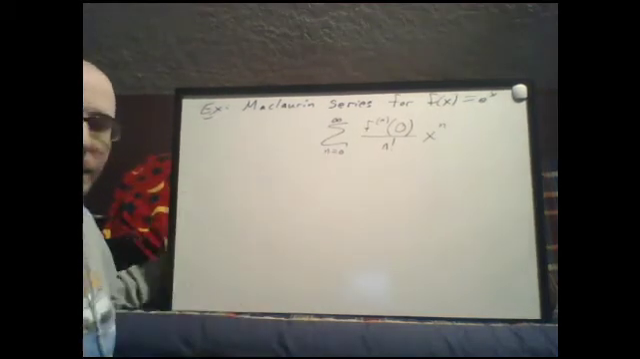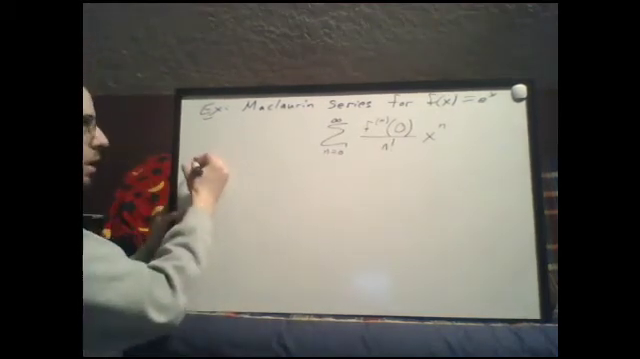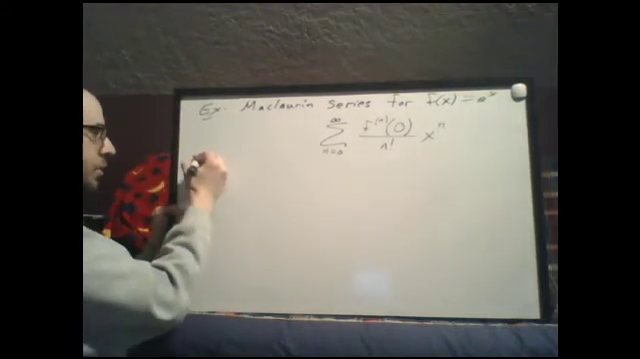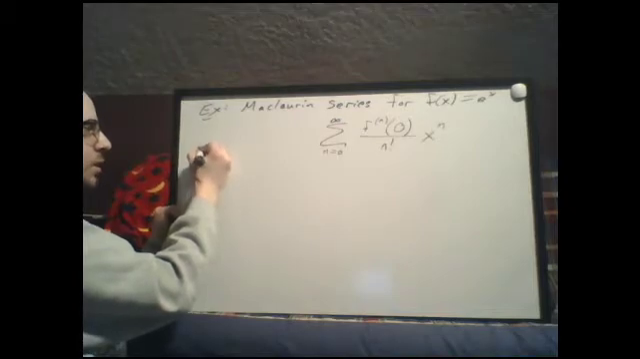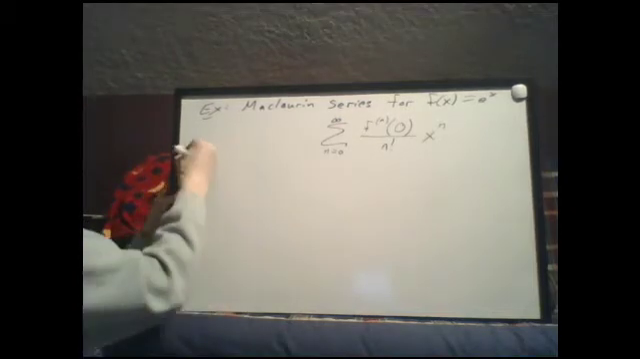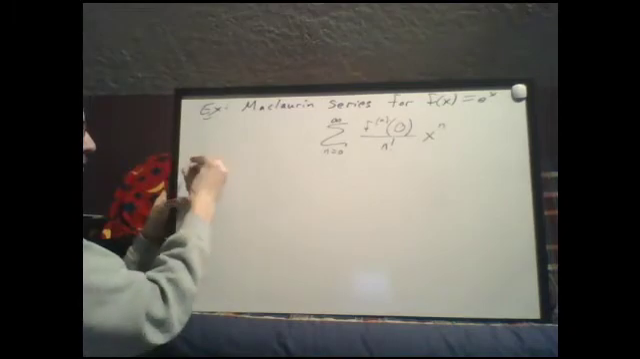Okay, so let's make a table. This one's pretty easy, but let's go ahead and make a table. So we want to have the nth derivative. Actually, let's make the first column n.